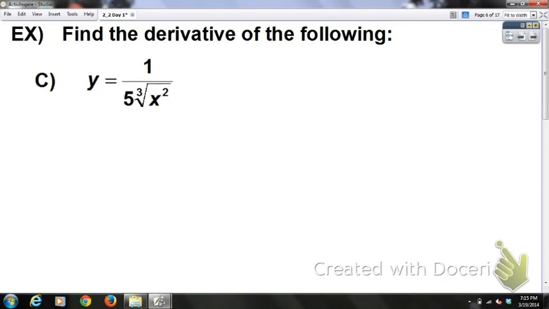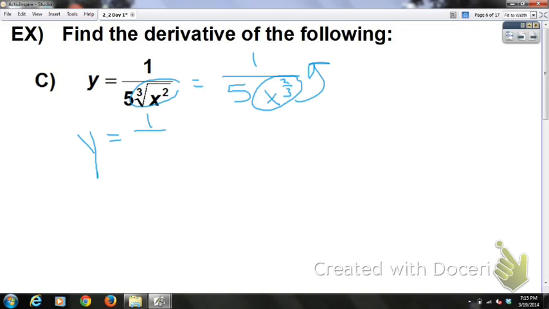Our next example looks a little more complicated than it actually is. First, we need to rewrite because we have a radical. So this can be rewritten as 1 over 5x to the 2/3 power. Now again, we don't like having our exponents in the denominator when we are applying our power rule, so we need to move it upstairs into the numerator by making it the opposite sign. So we haven't taken the derivative yet, so it's still y equals. We can make it 1/5 times x to the negative 2/3 power.